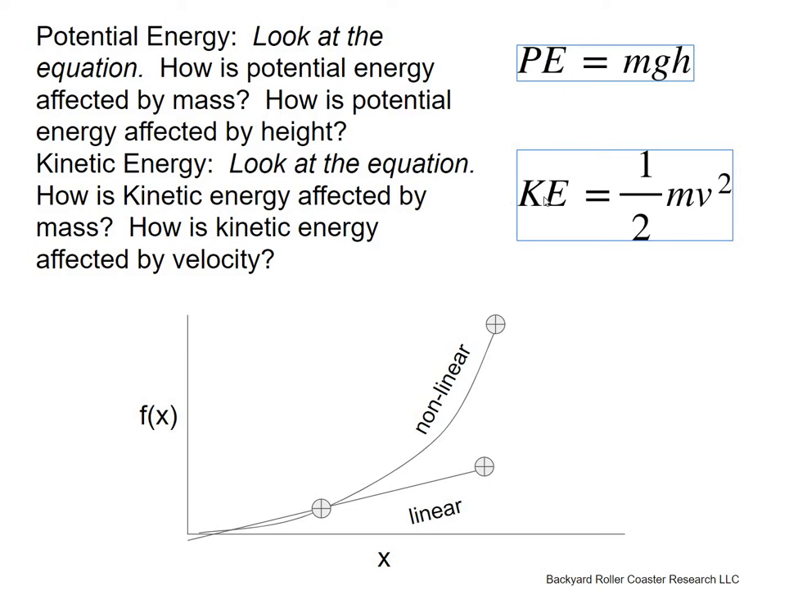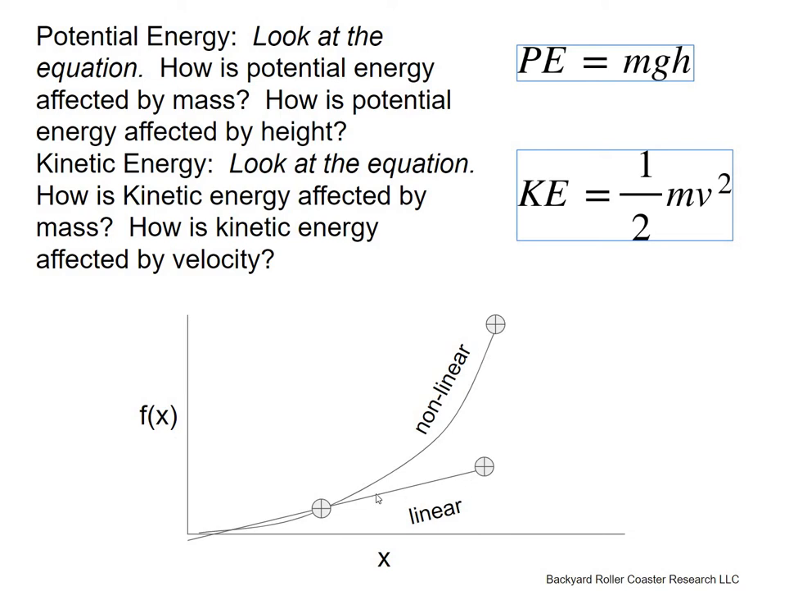Looking at kinetic energy, that's a different equation. It's equal to 1/2 mv squared, where m is mass and v is velocity. So the faster something's going, the more kinetic energy it has. But it's not a linear relationship. I've drawn a graph down here. This is an independent variable and a dependent variable. So this would be mass and height and velocity, and this would be the kinetic or potential energy.